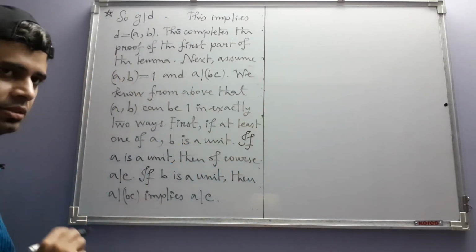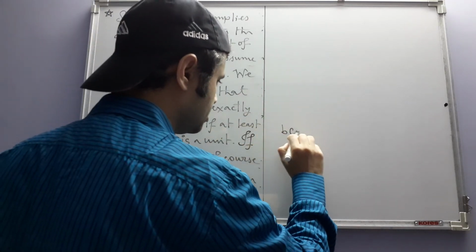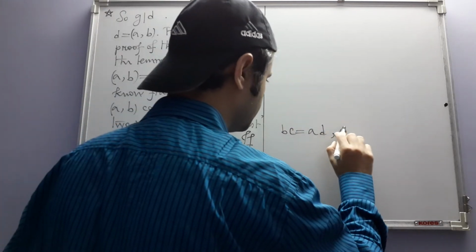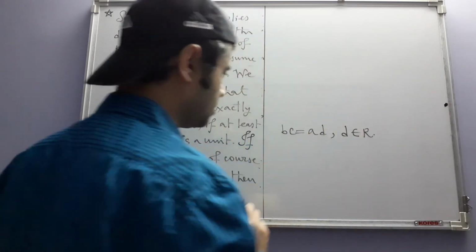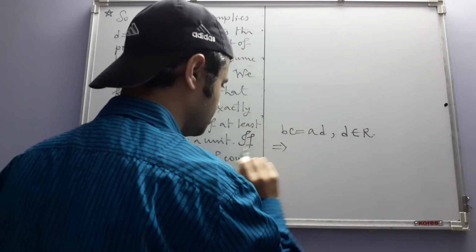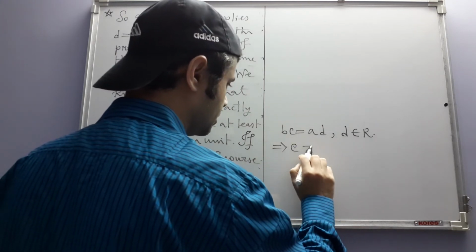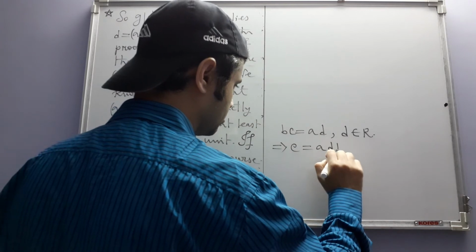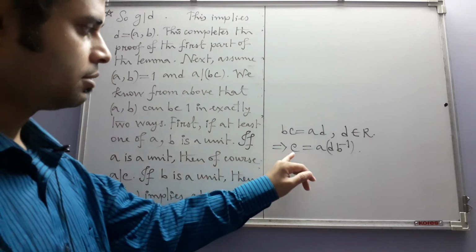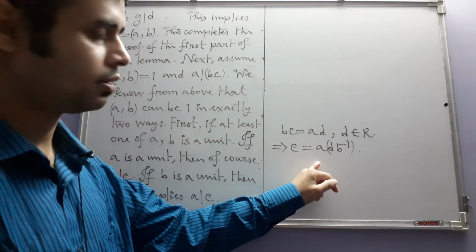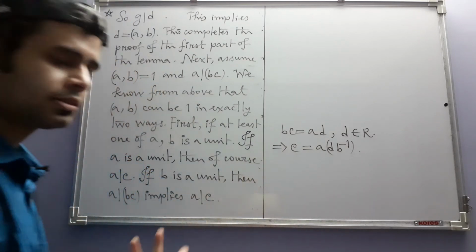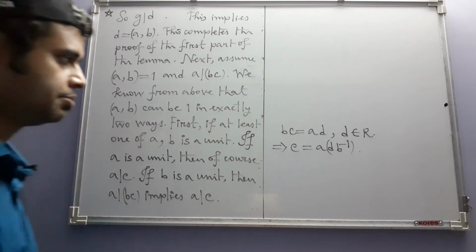See, A divides BC means what? BC equals A times D, where D is some ring element. Now if B is a unit, then we can multiply on both sides by B inverse, giving us this. So that means C is a multiple of A, where the other element again is from the ring. So this implies A divides C. So that's how we get A divides C.